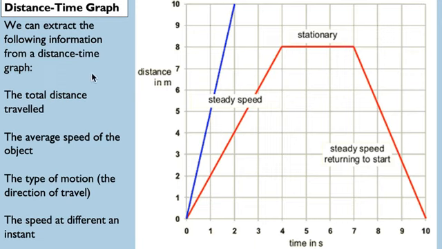So we can get the following information from a distance time graph. We can find the total distance travelled for an object, whatever that object might be. We can find the average speed of the object. We can find the type of the motion, so I can say whether it's going at a steady speed, if it's stopped, if it's accelerating, if it's slowing down. I can even tell you the direction that it's going, and I can tell you the exact speed at a different instant. So at any time on the distance time graph, I can tell you the speed that it's going.